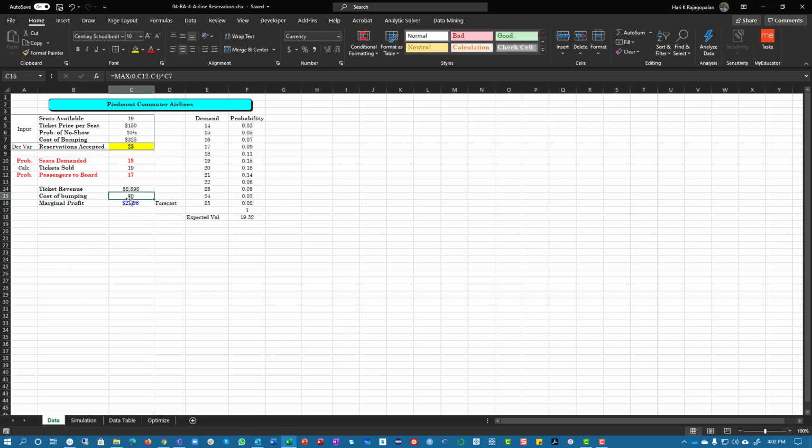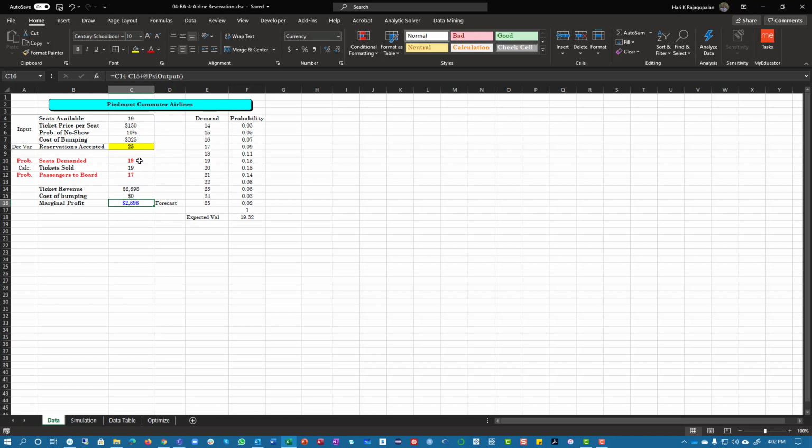But the cost of bumping, you'll only get cost of bumping if passengers to board is more than 19. So you've got to take the difference between passengers to board and 19. And if it's negative, then it's going to be 0. If it's positive, the difference, you multiply it by 325. So we're going to use the max of 0 and the difference between the two. If C12 is greater than C14, that'll be higher than 0 and it will multiply. If it's a negative number, which is C12 is less than C14, then it will take 0 and multiply by 0, which will give you a 0. All right, and this is your PSI output.